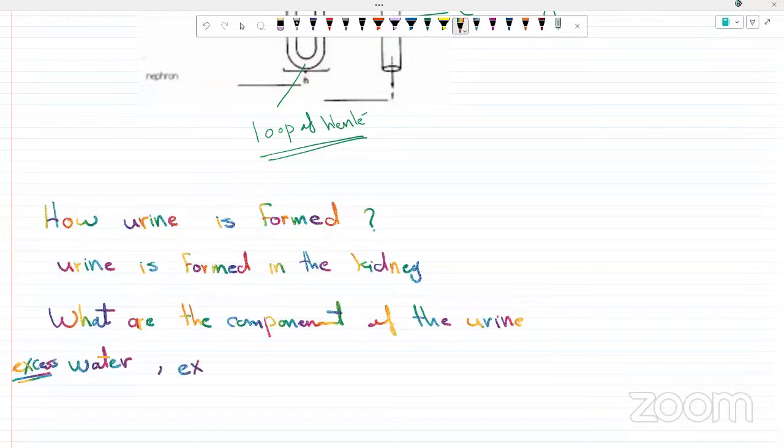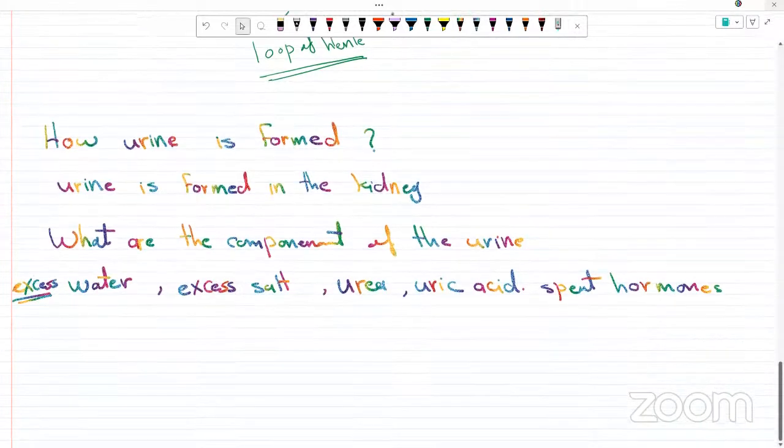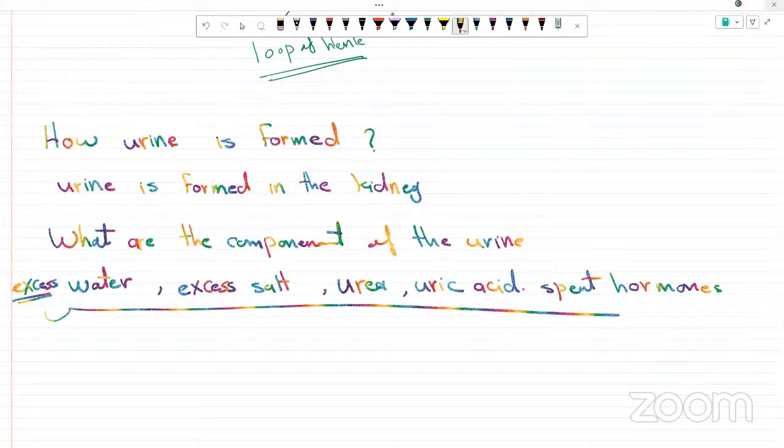Okay? Excess salts, or electrolytes, excess sodium, excess chloride, excess potassium, and definitely urea and uric acid. May have spent hormones, and you have to be sure that this is the urine of a healthy person, and this all relates to a healthy person. Why did I say healthy person?